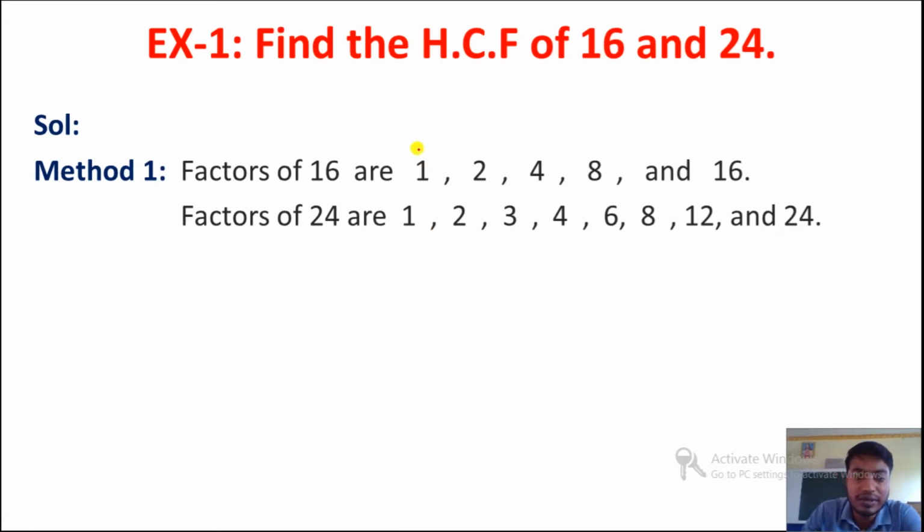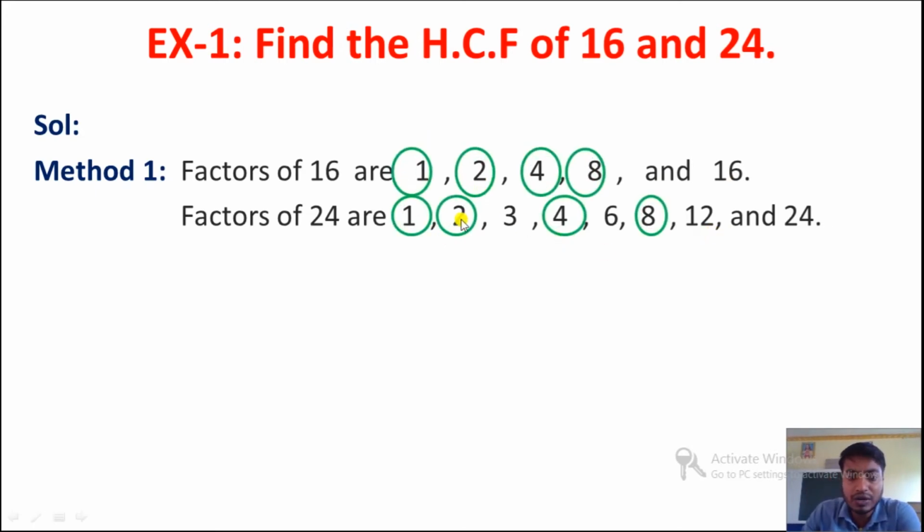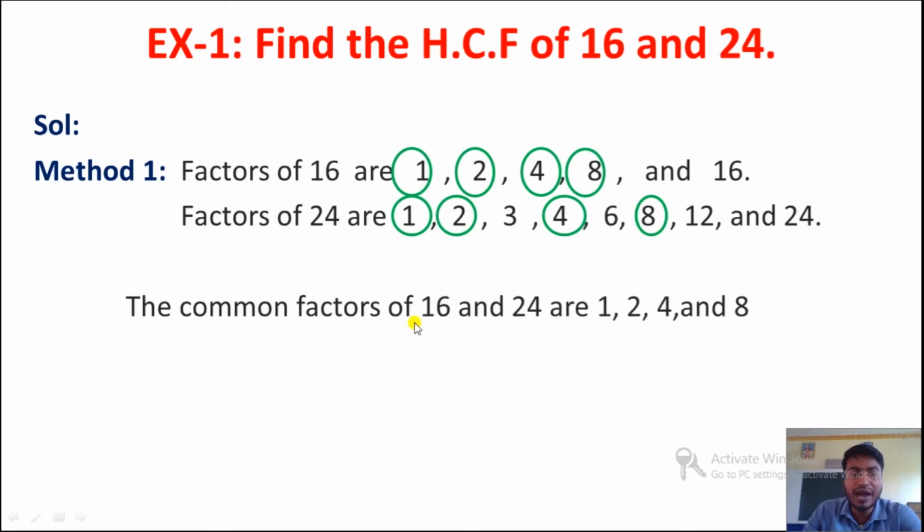So clearly you can see 1 is common in both, then 2 is common in both, then here we have 4 and here also we have 4, so 4 is common in both. Then we have 8, here we have 8 and here also we have 8, so 8 is common in both. Then we have 16, but 16 is not here. So what we got common? 1, 2, 4 and 8. The common factors of 16 and 24 are 1, 2, 4 and 8.